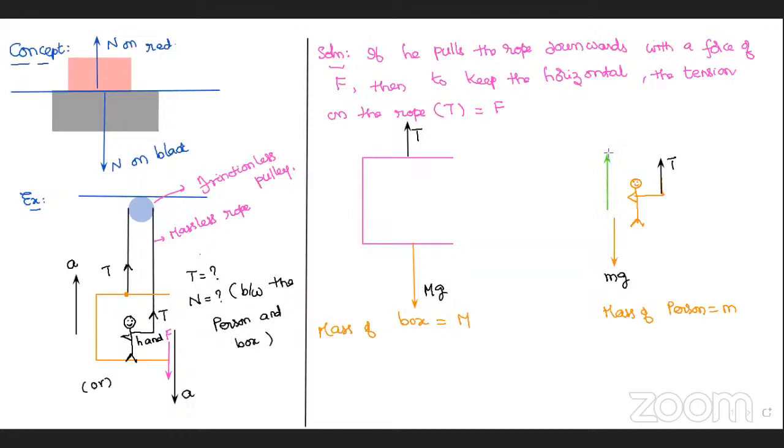Towards the man, it is the normal reaction. And on the box, it should be the same, but in the opposite direction. This is the normal reaction. This is N, this is N. So all together, three forces here, three forces there, in the FBDs. So from the FBD, we check.